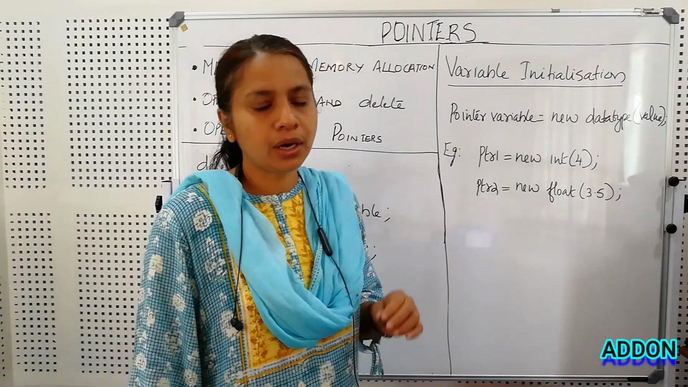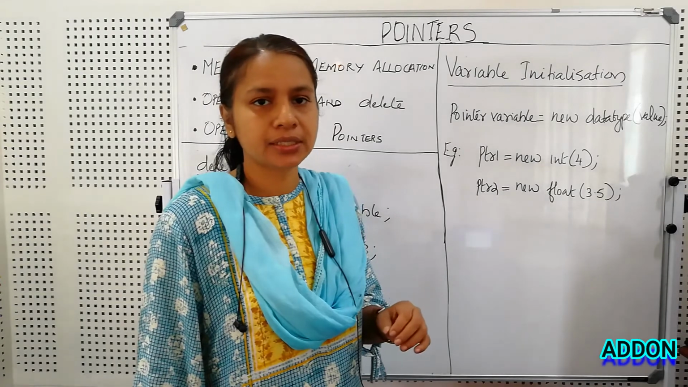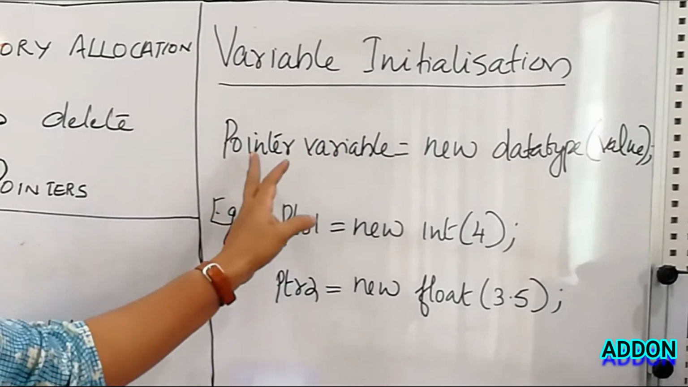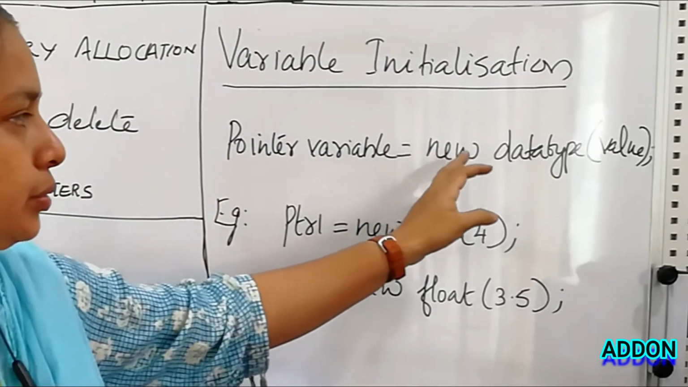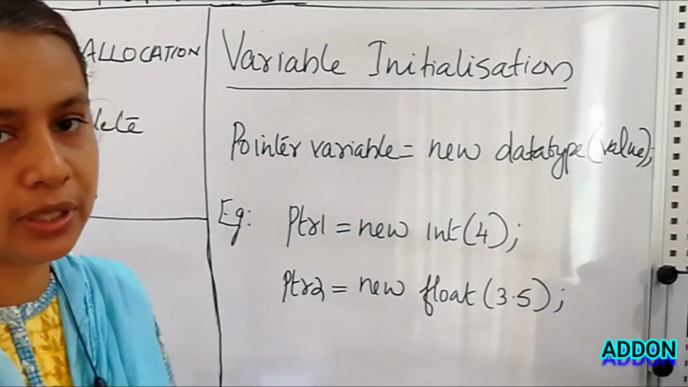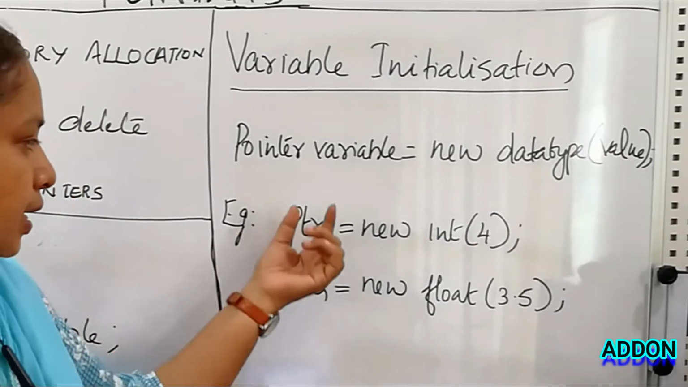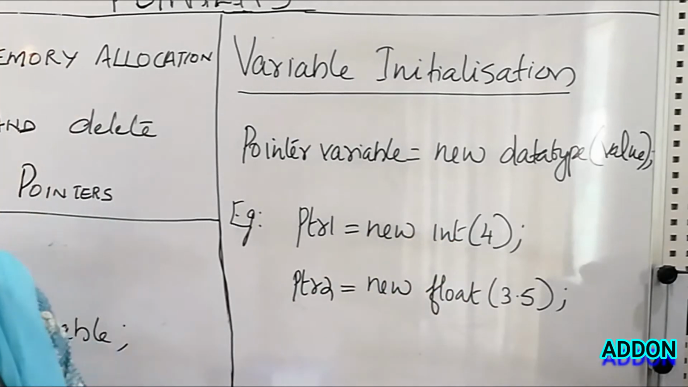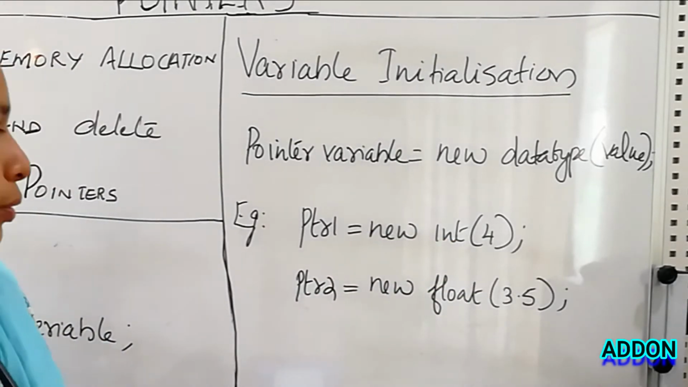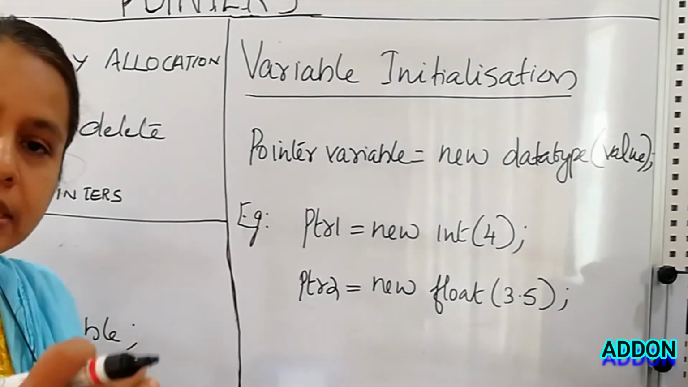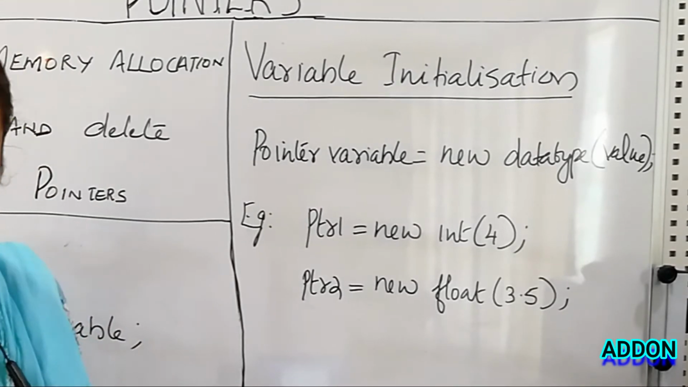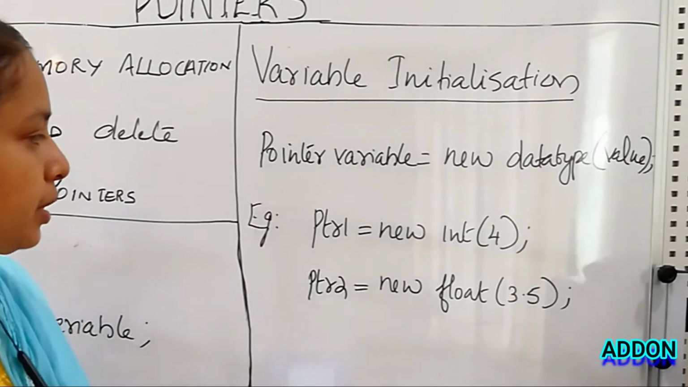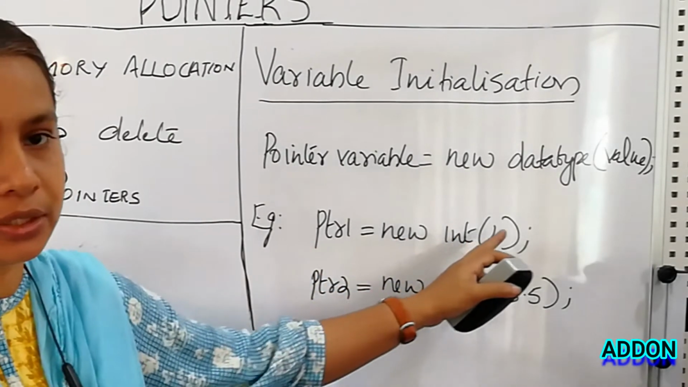Okay, going to look at how the variable is initialized in dynamic memory allocation. So this is the syntax of variable initialization. Pointer variable is equal to new data type, then in brackets giving the value. So consider these two examples. ptr1 is equal to new int of 4. What does it mean? This means that the new operator allocates 4 bytes of memory, and the data is automatically assigned to that memory location. That's the meaning of ptr1 is equal to new int of 4.